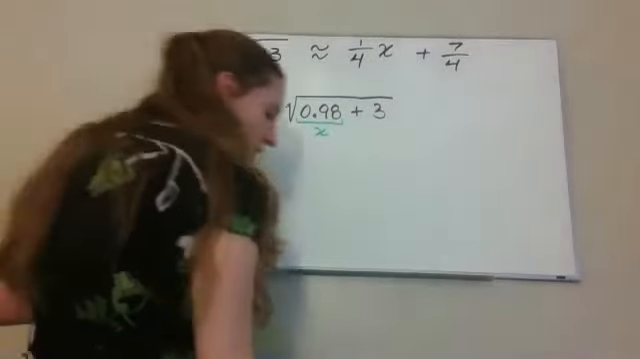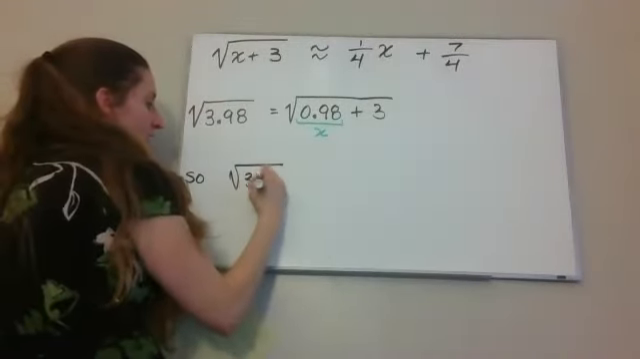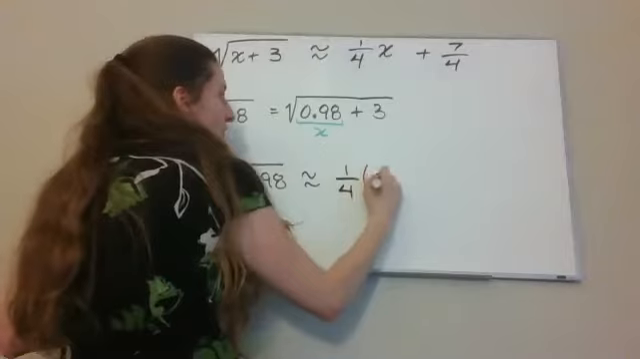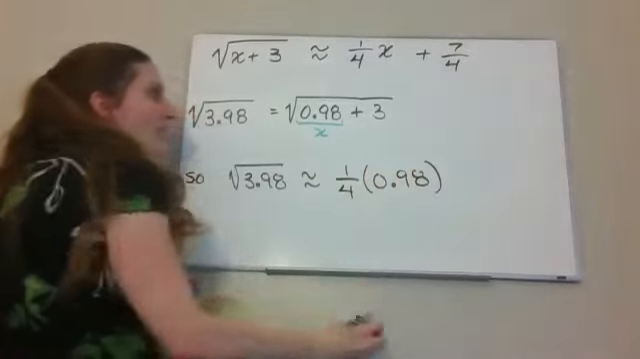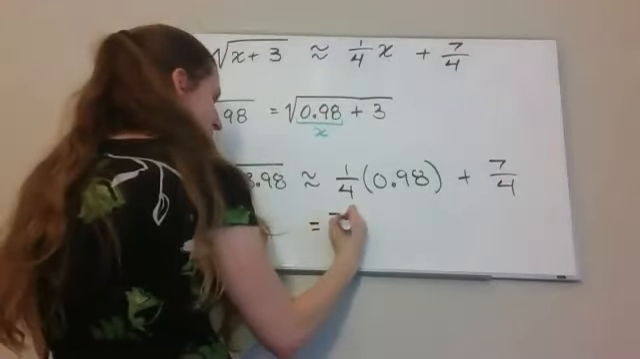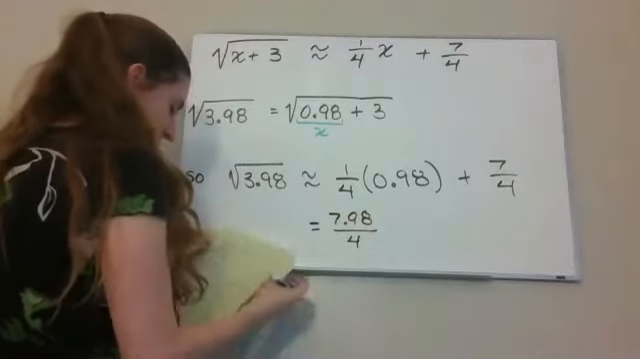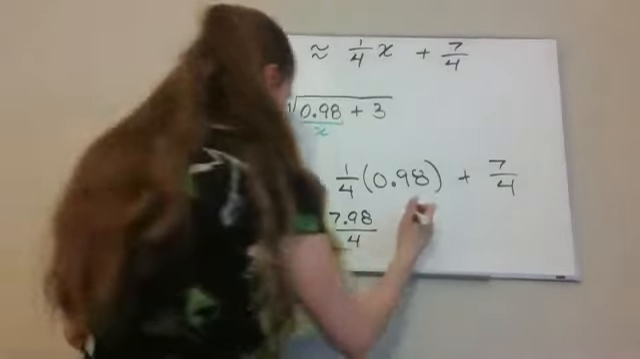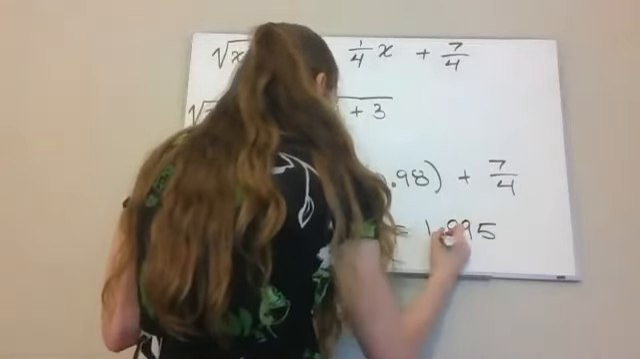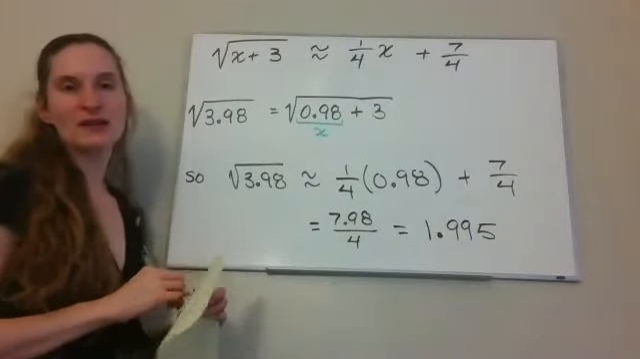So I can use my approximation to say that the square root of 3.98 is approximately equal to 1/4 times that x, 0.98, plus 7/4. This is equal to 7.98 over 4, which when you divide that out, you will get 1.995 as your approximation.